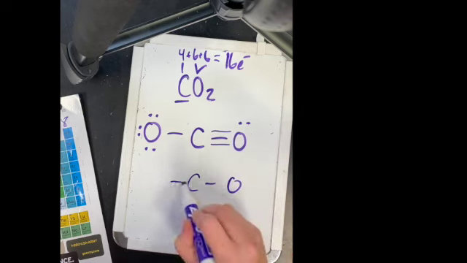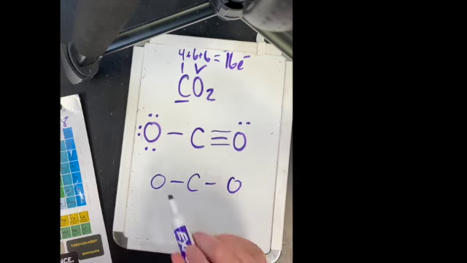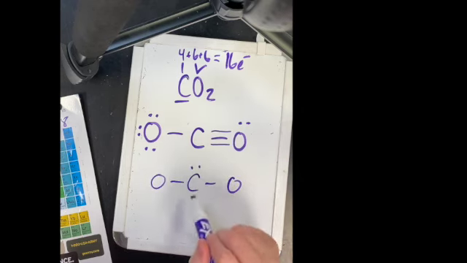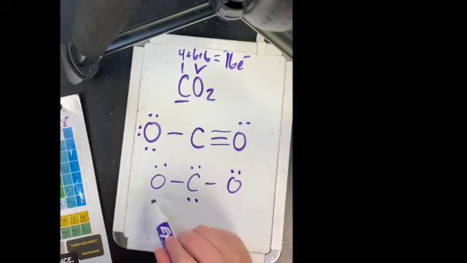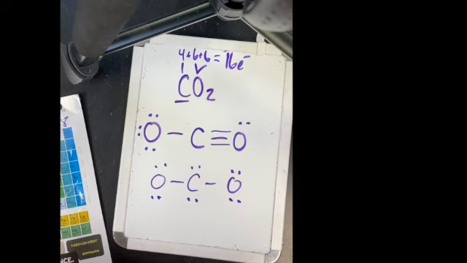So if we do this again, we have 2, 4 electrons, 6, 8, 10, 12, 14, 16. This time I just kind of put them on random. Now we got to see if they're happy. That first oxygen is 2, 4, 6. It's not happy. That oxygen has 2, 4, 6. So it's not happy either. Now the carbon is, there's 8.